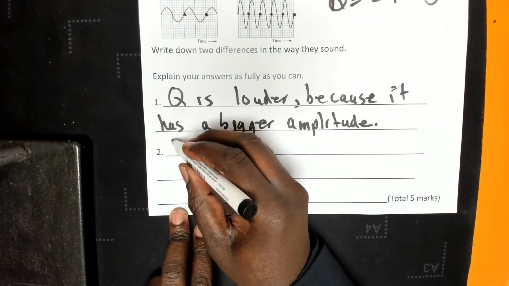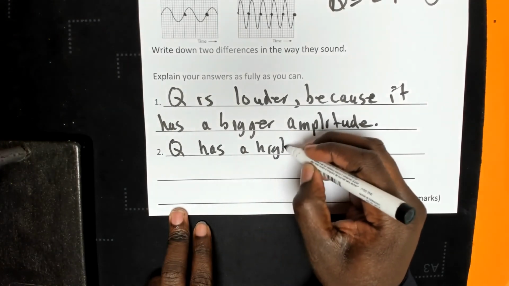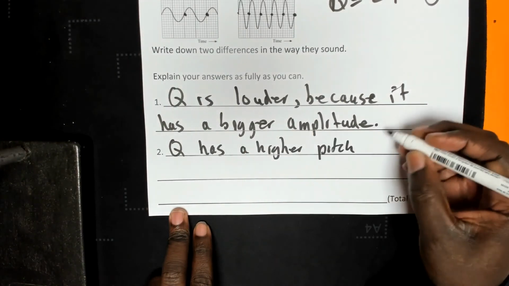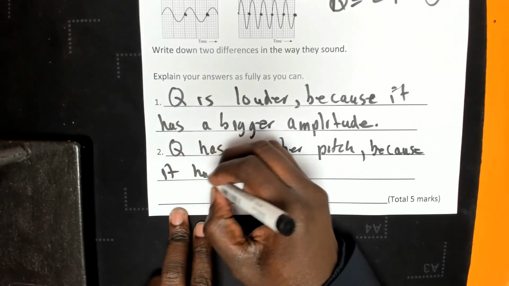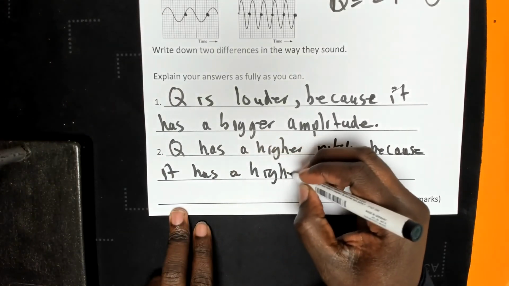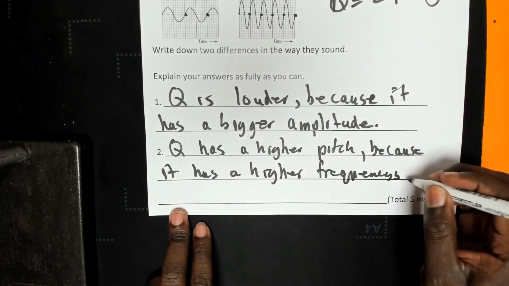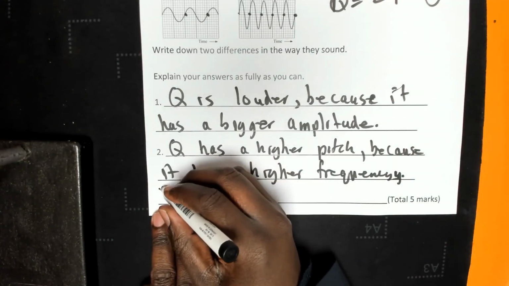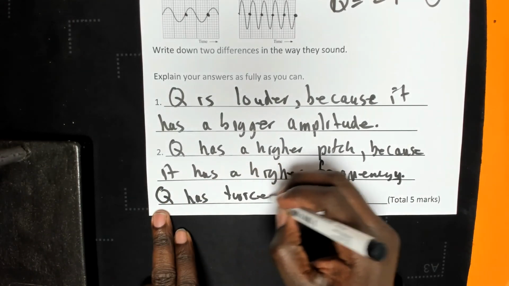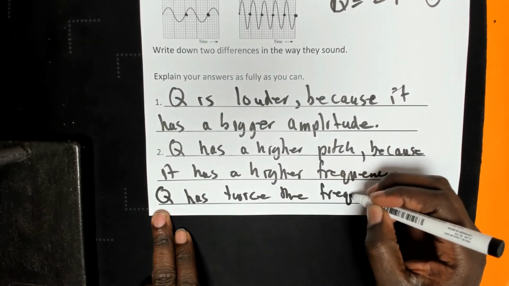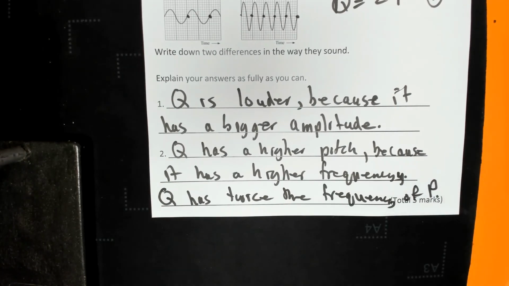All right? And Q has a higher pitch because it has a higher frequency. And you could say Q has twice the frequency of P, and that's 5 marks there.